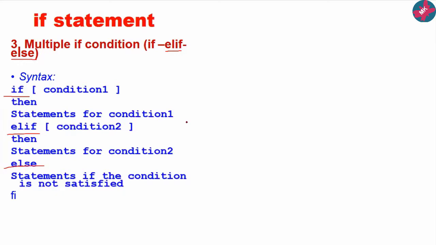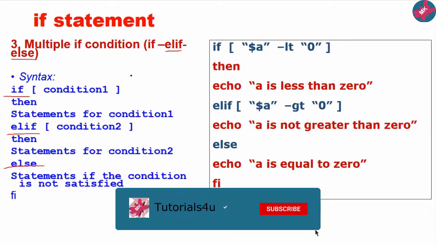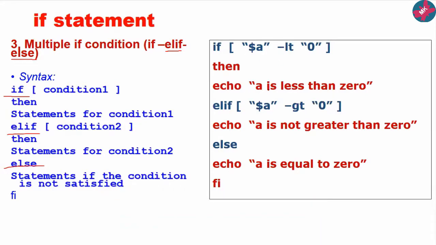Let us take one simple example here. Let us again take the same example. If a is less than 0, then we will echo a is less than 0. Second condition, if a is greater than 0, then we will echo a is greater than 0, else a is equal to 0. I think we should not have written this statement, but you have got what I was trying to tell you. So if, elif and else, terminated with fi. This is how you can use multiple if conditions.